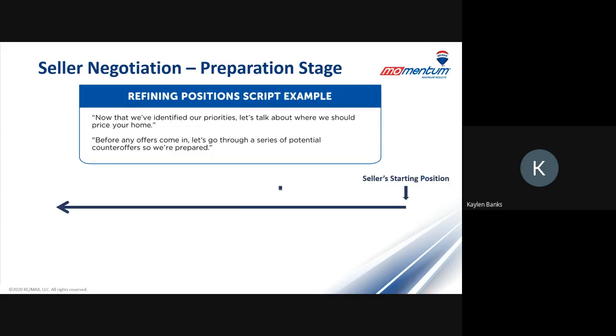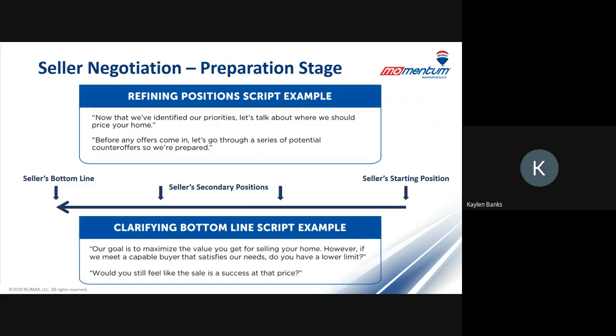This is what it looks like on the seller side, very similar to the buyer side. You're trying to figure out their starting position, that secondary position, and then their bottom line. Another script you could try for refining position would be something like, now that we've identified our priorities, let's talk about where we should price our offer. Before any offers come in, let's go through a series of potential counter offers so we can be prepared for each one.